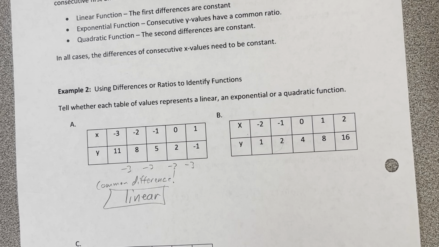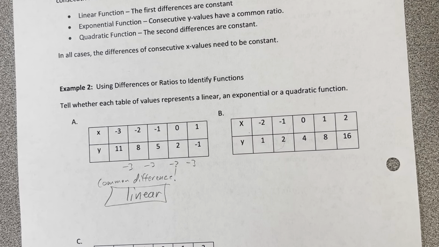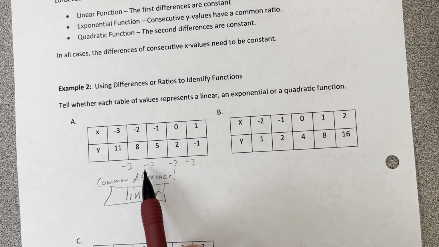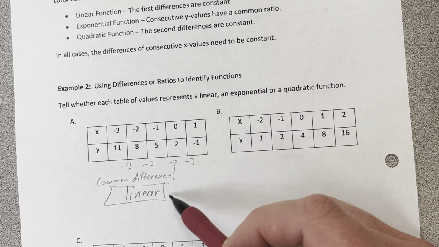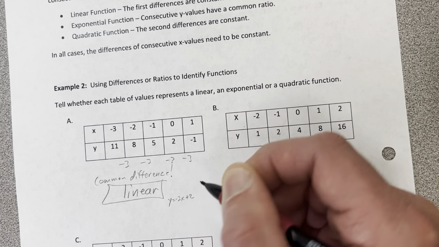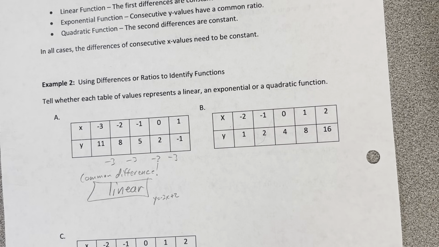And then, yeah, we're not going to write the equations, but if you were to write your equation, turns out this common difference would be your slope, and 2 is your y-intercept, and you would get y equals negative 3x plus 2. But it turns out that's not really one of our goals today. But for those of you that kind of know what I'm talking about, there you go.